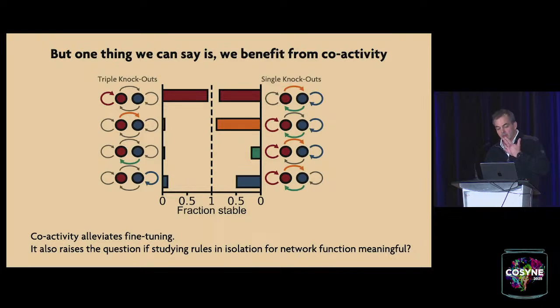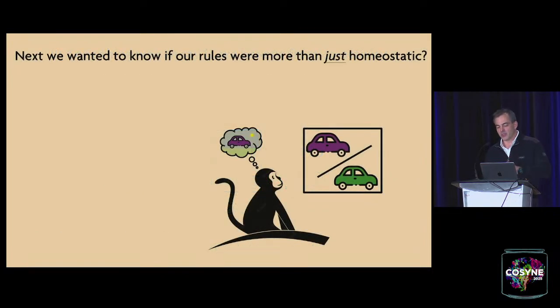So what's the message here? Number one is coactivity of synaptic plasticity alleviates fine-tuning for the networks, but it also raises questions if studying a single rule in isolation in any given model, or similarly experimentally, though I understand experimentalists are much more bound by reality than we are, may not be super meaningful because it seems like there's a large interplay.